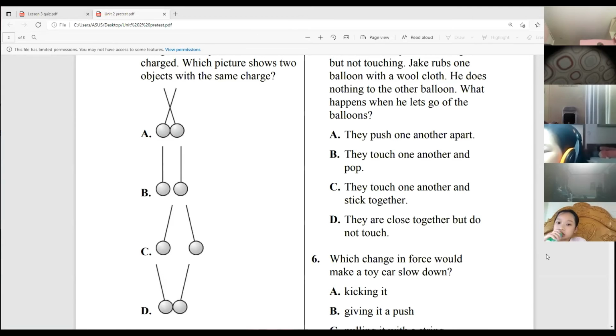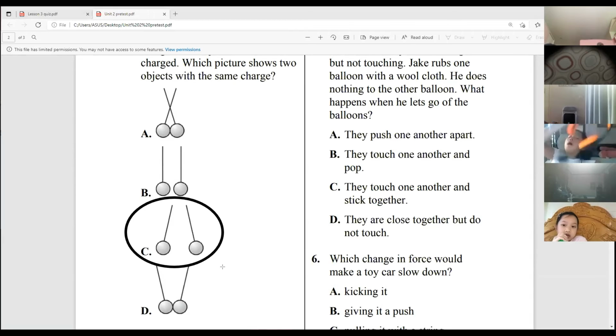B has the same charge. Why does B have the same charge? No, it'll be C, because they are moving away from each other. Yeah, they're moving away from each other. Yeah, because this charge is what? The charge is the what?